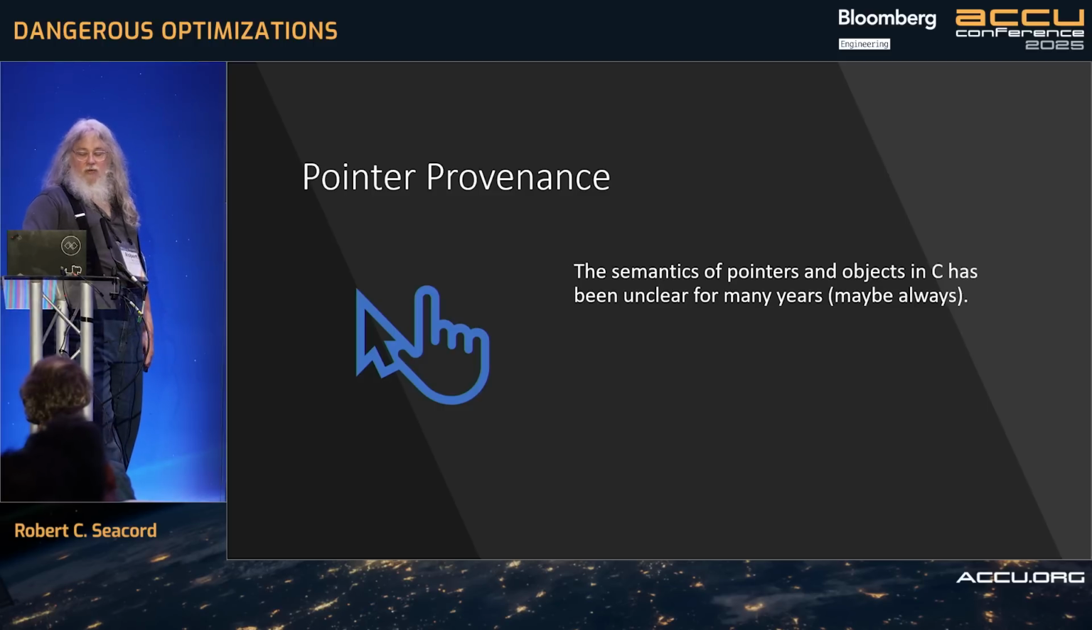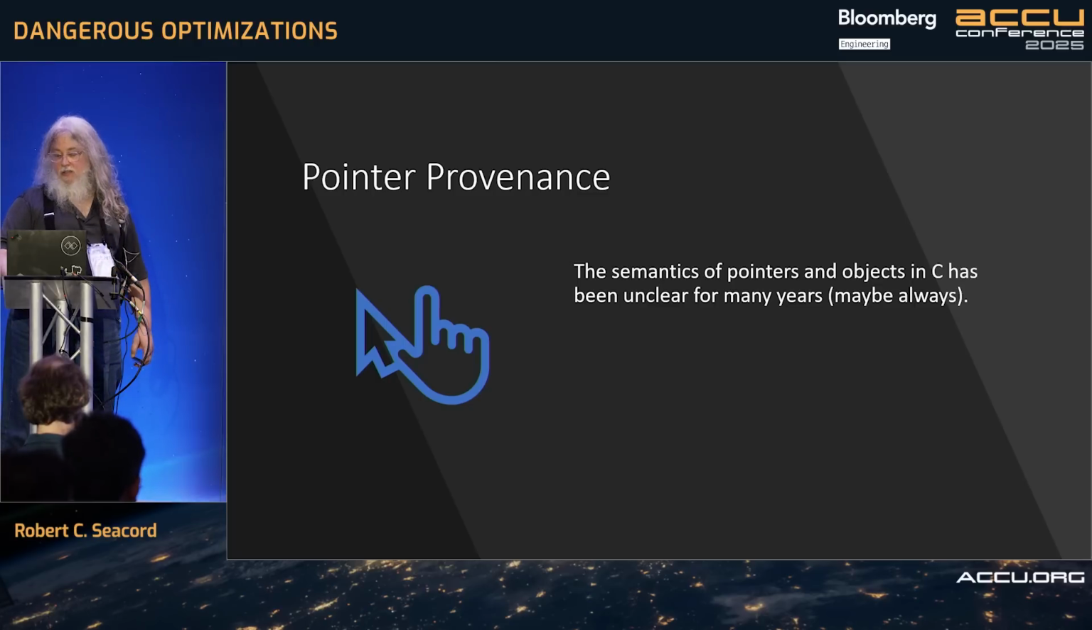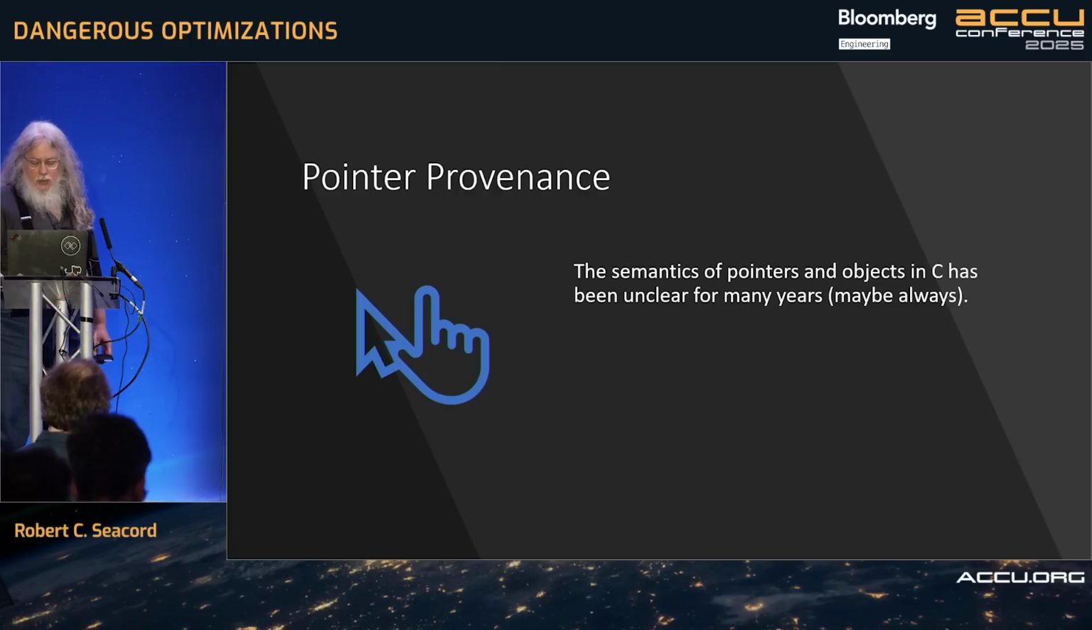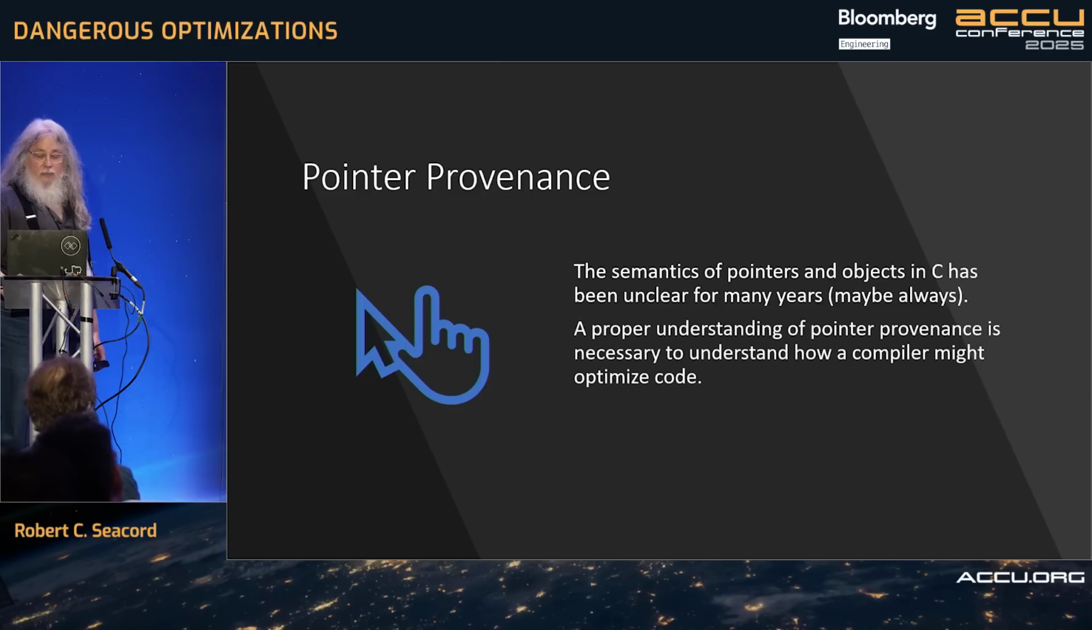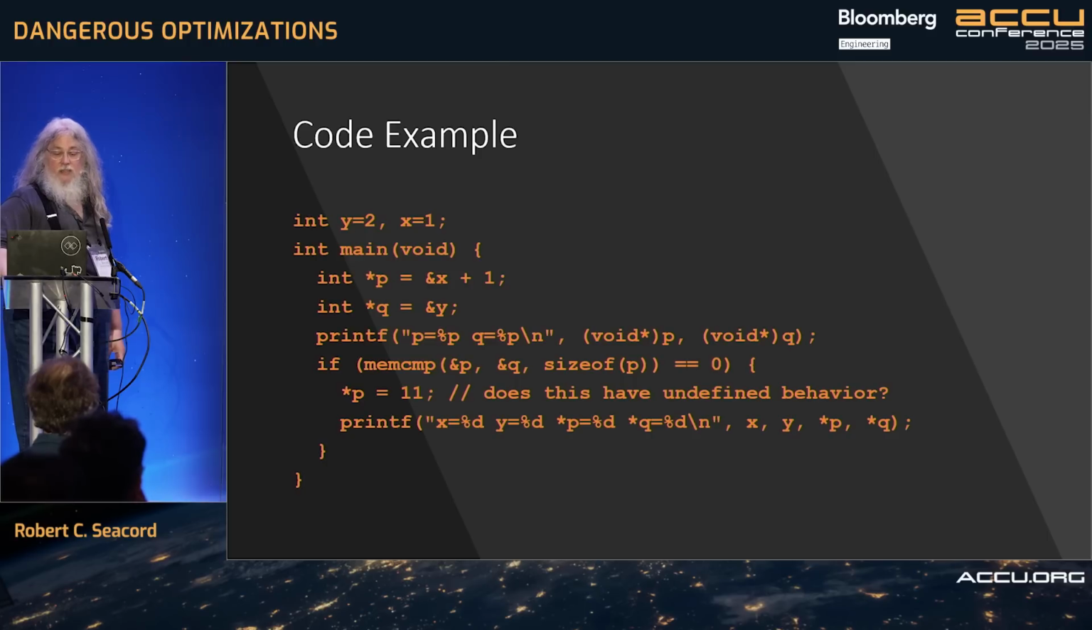So we came up and said, here's how pointer provenance is going to work in a TS. It's not yet in the standard, and we're giving people a chance to push back and see if that works. But it is going to break some stuff, because there was no solution which made all the existing implementations work. The semantics of pointers and objects in C has been unclear for many years, possibly always. When I say many years, I mean since 2000. A proper understanding of pointer provenance is necessary to understand how a compiler might optimize the code.